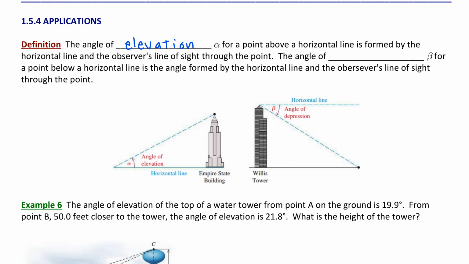The angle of elevation alpha for a point above a horizontal line is formed by the horizontal line and the observer's line of sight through the point. So, for example, if we're looking at the very top of the Empire State Building, then the angle of elevation to that point is going to be formed from this horizontal with the terminal side of the angle representing our line of sight to the top of that building. So that's the angle of elevation.